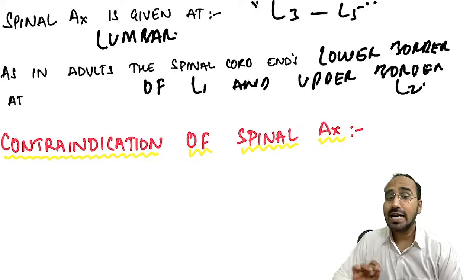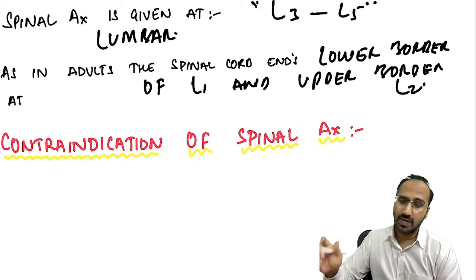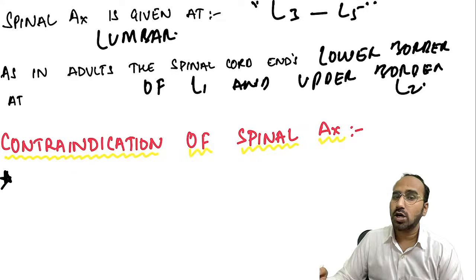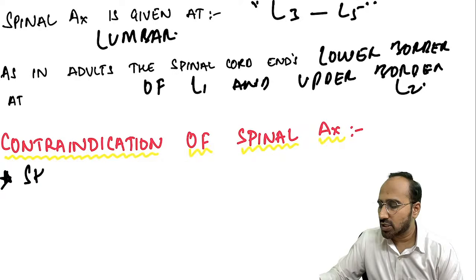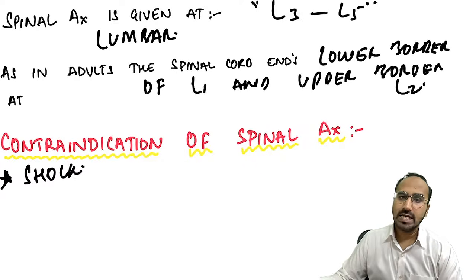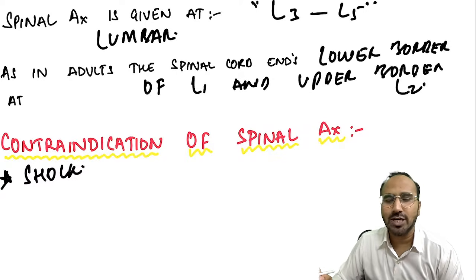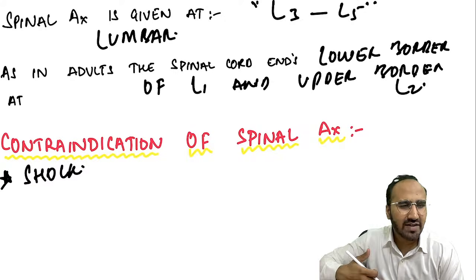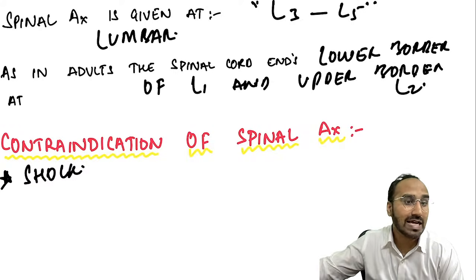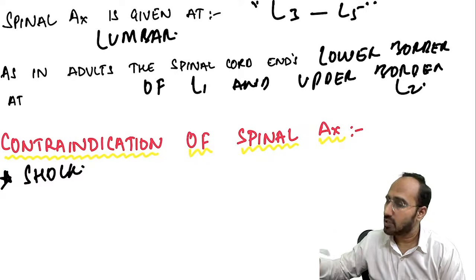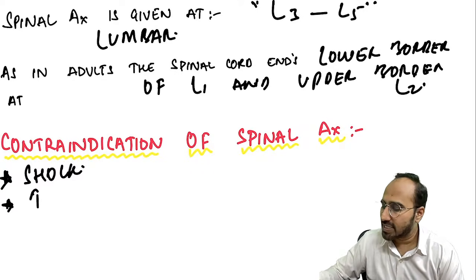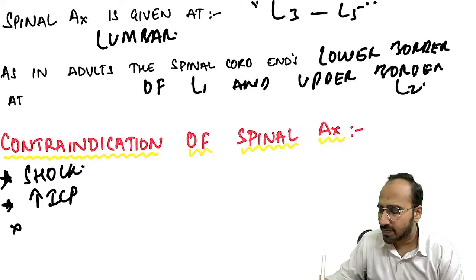Now there are some conditions where spinal should never be given. The most common complication of spinal is hypotension. If the patient is already in shock-like conditions, don't give spinal anesthesia. Shock, meaning the patient has a ruptured ectopic pregnancy. Ectopic is below the level of the umbilicus, and surgery will be done in 1 to 2 hours, but the patient is already in shock. Don't give spinal anesthesia. If the patient has raised intracranial pressure, don't give spinal anesthesia.